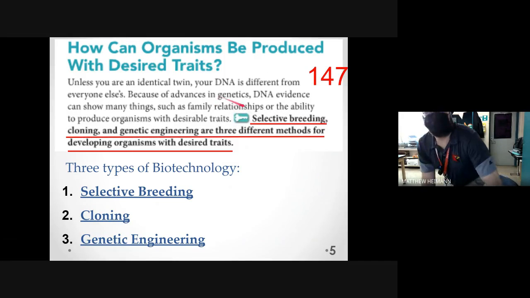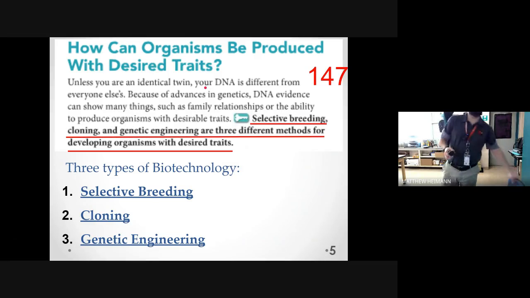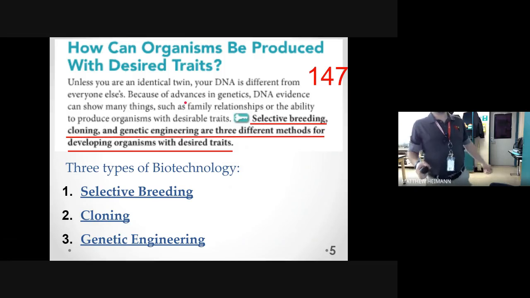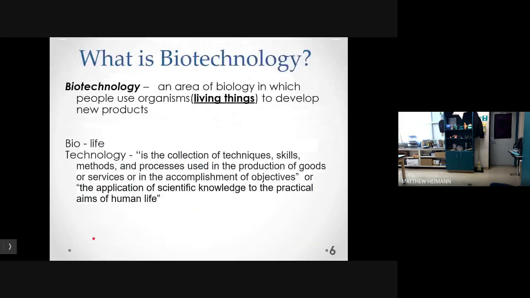So, how can organisms be produced with desired traits? Unless you are an identical twin, your DNA is different from everyone else's. Because of the advances in genetics, DNA evidence can show many things, such as family relationships or the ability to produce organisms with desirable traits. Selective breeding, cloning, and genetic engineering are three different methods for developing organisms' desired traits. And so, if your computers are working, you'd be taking notes. Three types of biotechnology are selective breeding, cloning, and genetic engineering.